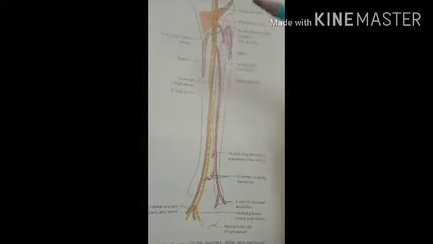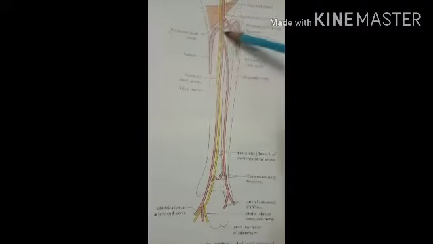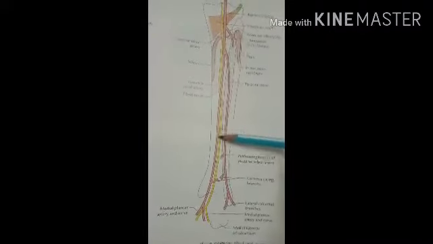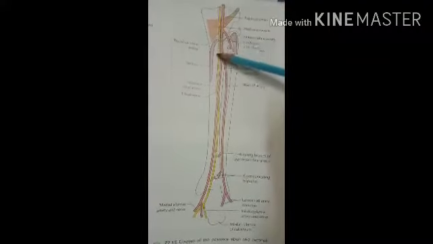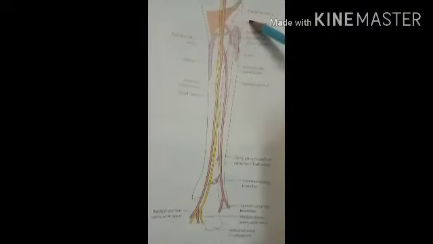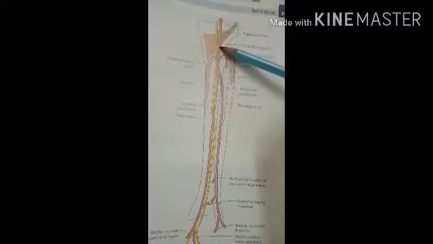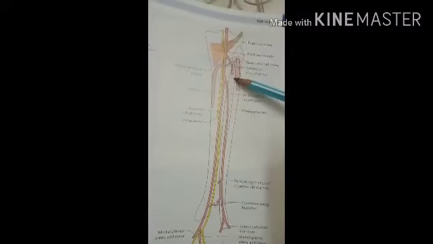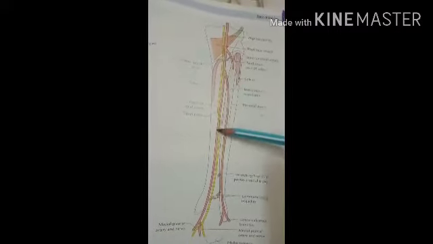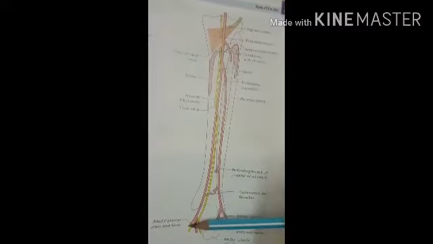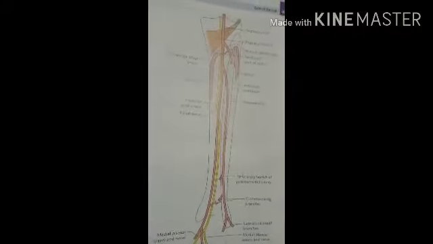Now we should talk about the posterior tibial artery. In this diagram you can see the posterior tibial artery. This is the popliteal artery, and it divides into the anterior tibial, which goes to the anterior compartment of the leg, and the posterior tibial artery, which goes into the posterior compartment of the leg. So let's see the posterior tibial artery.